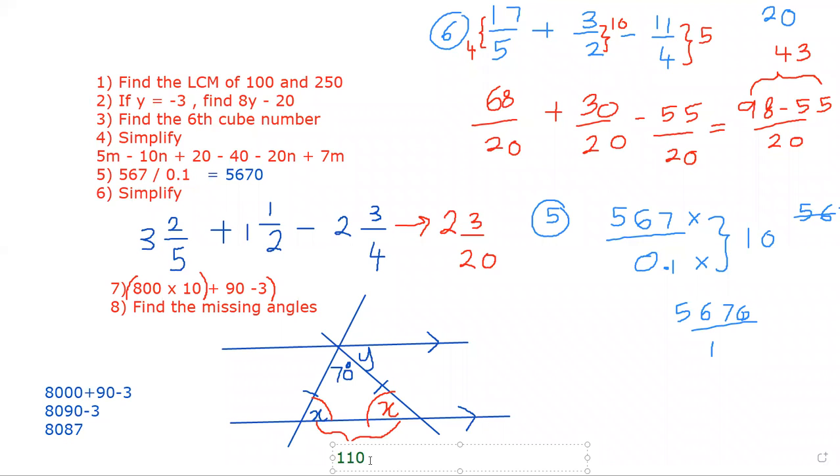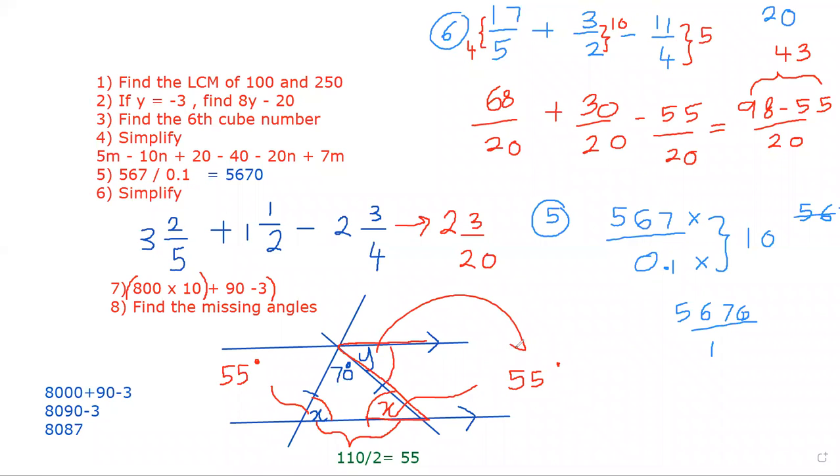Now I have to find x. Therefore, I have to divide by 2. So when I divide, I'm getting 55. That means the value of x, I'm getting 55. So according to this, my x value is 55 degrees. Then this x also 55. Now I can apply the alternate angles. We know the shape of Z. Here I can identify my shape of Z. See, this is the shape of Z. So if x is 55, y also should be 55. Therefore, I'm getting my y value also as 55.